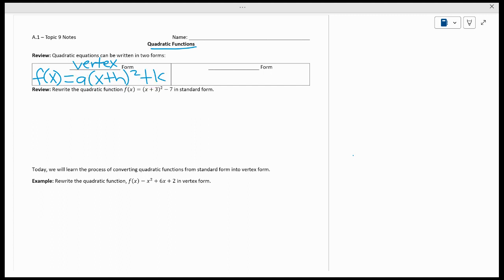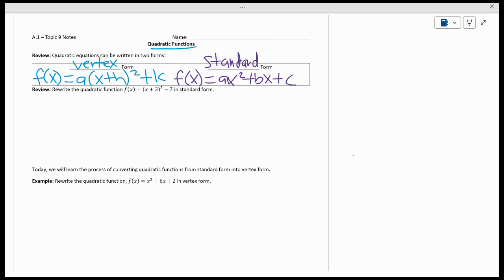And then there was the second one. The second form is called standard form. Standard form looks like this. F of x equals ax squared plus bx plus c. And I told you standard form is all of topic 9, which is true. Everything we have been doing for this class has been in standard form. Everything has looked like that.